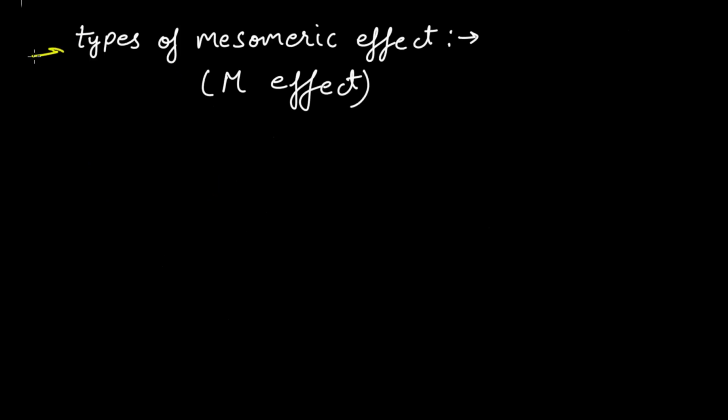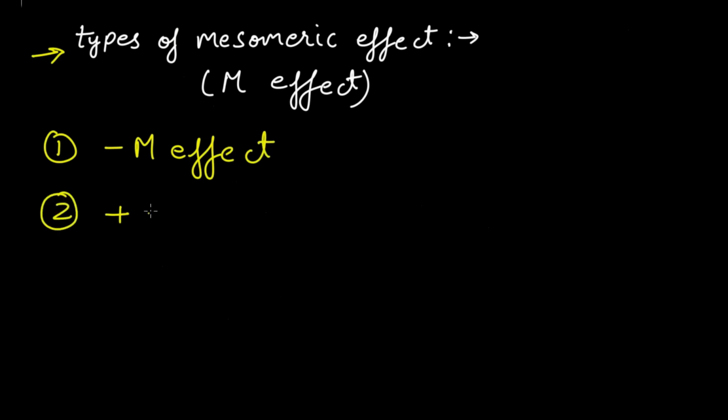Now we have types of mesomeric effect. How many types of mesomeric effect are there? Two types. First one is minus M effect and second one is plus M effect. The definitions of minus M and plus M effect will be very much similar to that of inductive effect. Let's see.